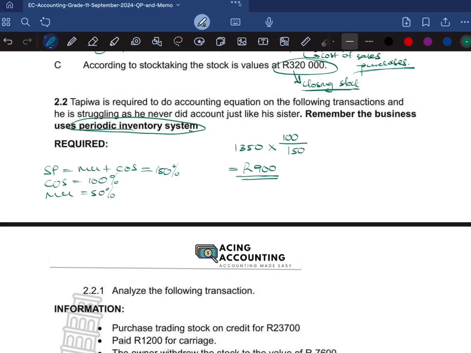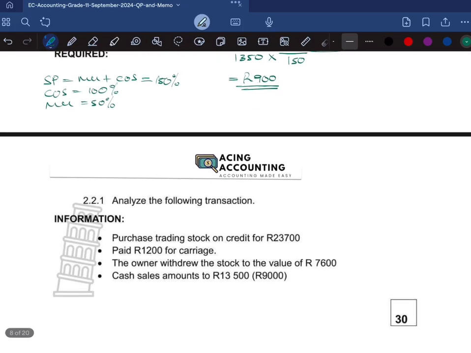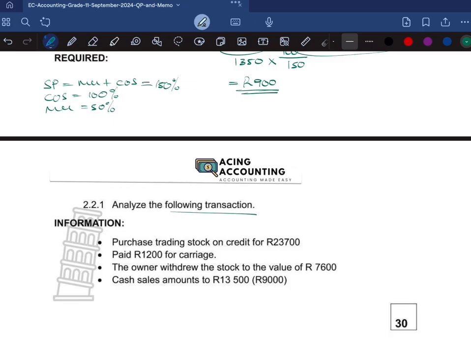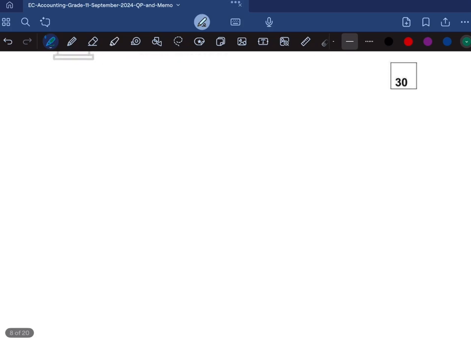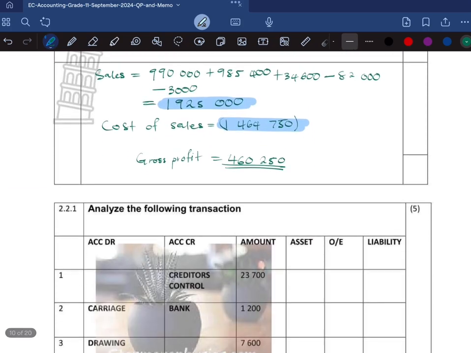What you're not expecting to see is cost of sales and trading stock or inventory, at a point in time where we are making a sale. Okay, so we're not expecting to see that. Remember that cost of sales are only calculated at the end of the year. So we are required to analyze the following transactions, and there's just four transactions that were given, and we need to analyze and put them onto this accounting equation here.